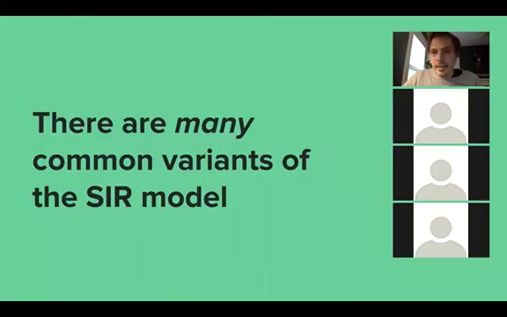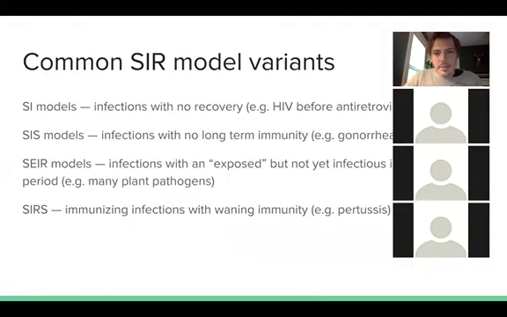Okay, I can see, because of the time, I need to speed up a little bit so we get through all this. I'm just going to quickly note that there are many different common variants of these SIR models. There are SI models where we completely ignore the R compartment because we assume hosts never recover. These were commonly used to model things like HIV before the era of antiretroviral drugs, because hosts could never recover from infection.